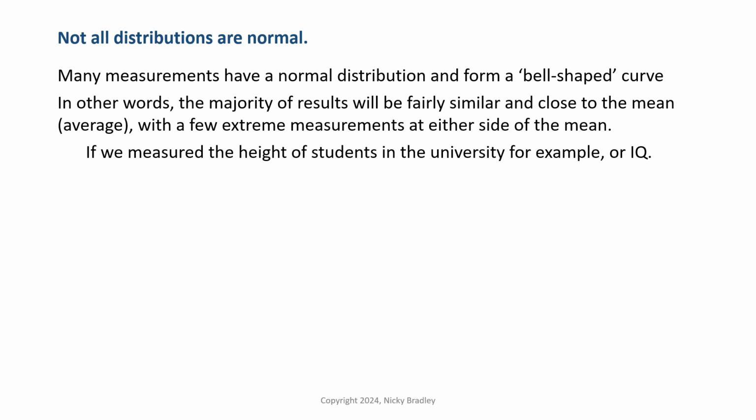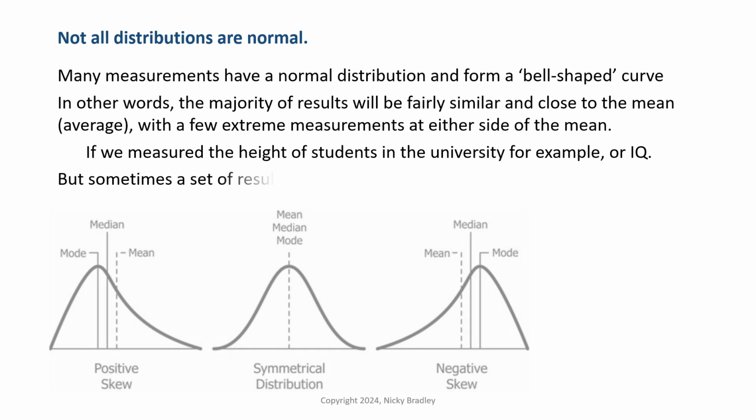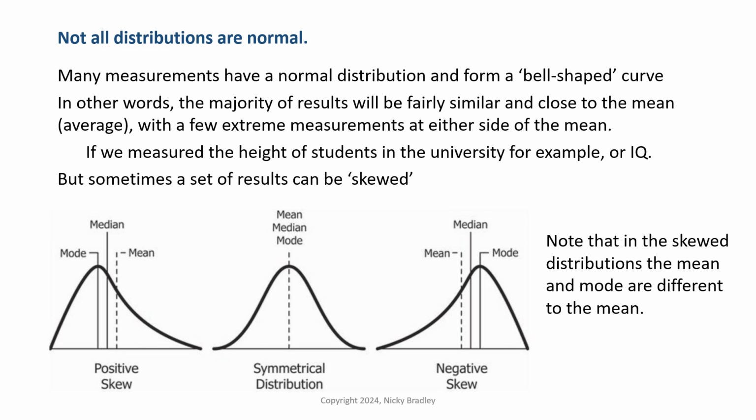So as I said, if you measured heights of students in a university, as long as it's not a university that has a very large baseball team, for example, or if you measured IQ. IQ is classically a bell-shaped curve. Sometimes we don't get this, and this is where we have the skewed distributions that I showed you earlier. So we can have, you don't have to really remember this, positive and negative skew, but if you look at the symmetrical distribution in the middle, you can see that these are not symmetrical. And as we said before, in these circumstances, the mean, median, and mode are different. They don't fall at the same place. So in a skewed distribution, the mean and mode are different.